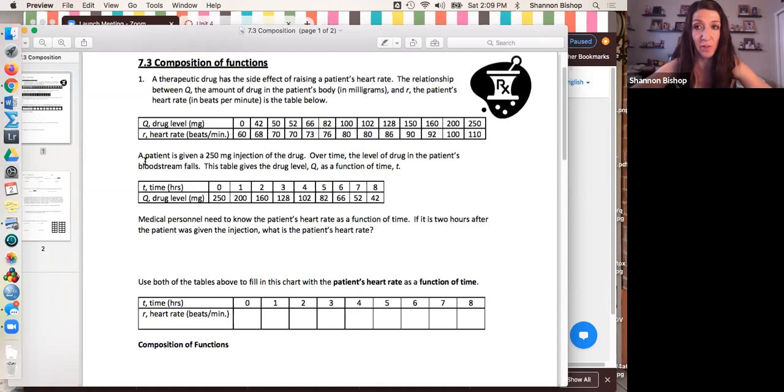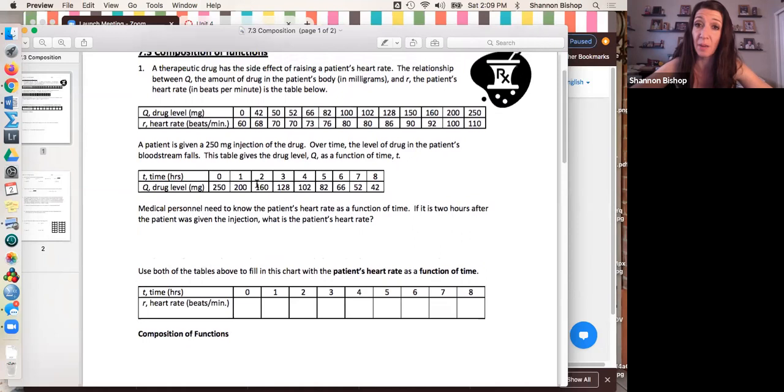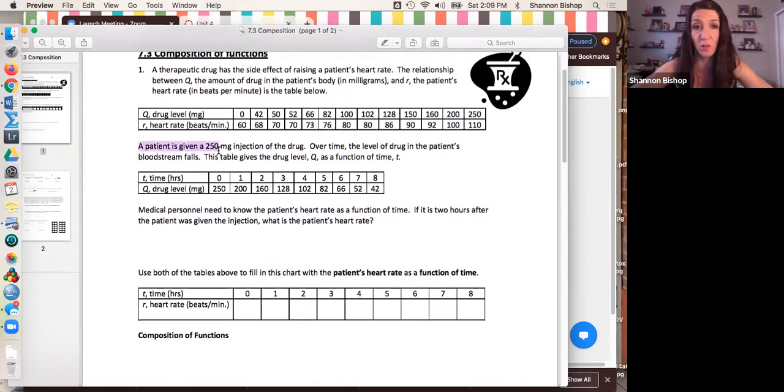Well, here's the other phenomenon though that happens. When you take a drug, certainly your body begins to metabolize it. So if a patient is given 250 milligrams of this drug, well then over time, the amount of drug left in their bloodstream will decrease. And this table shows that. So notice right when they first get the injection, they have 250 milligrams of drug in their body. But as time passes, their body is metabolizing that drug. And so the amount of milligrams is wearing off.